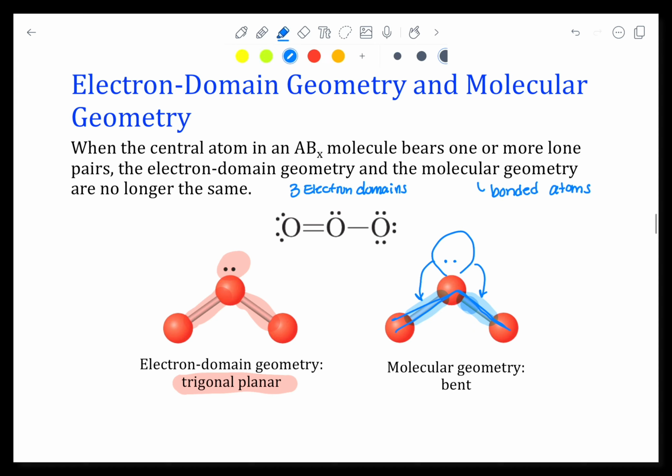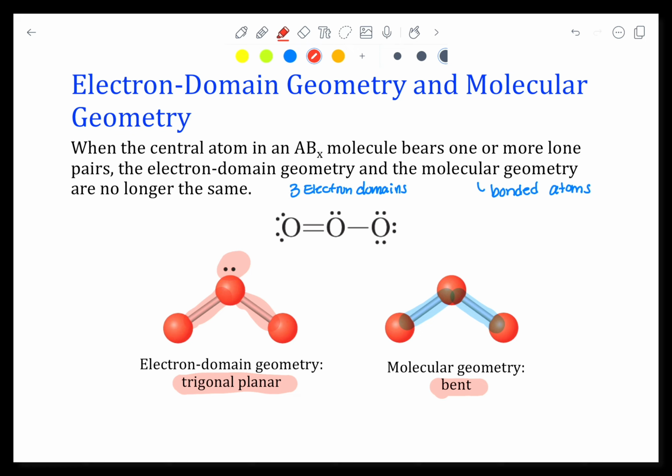So when we're looking at the example of ozone here, let me erase some of these lines since it gets a little confusing here. Okay, we have our 2 bonds. This creates a structure that we call bent, okay, because it looks like a bent molecule. It looks like I took it and I bent it. Okay, so when we have an electron domain geometry of AB3 and it has 1 lone pair on the central atom, the molecular geometry then becomes bent.